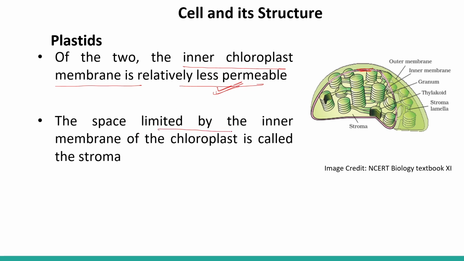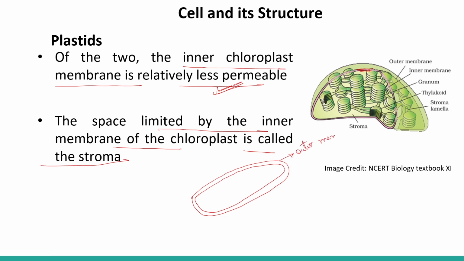The space limited by the inner membrane of the chloroplast is called the stroma. If we see the inner structure of the chloroplast, we have the outer membrane and the inner membrane. The inner compartment is filled with a liquid substance that is called the stroma.